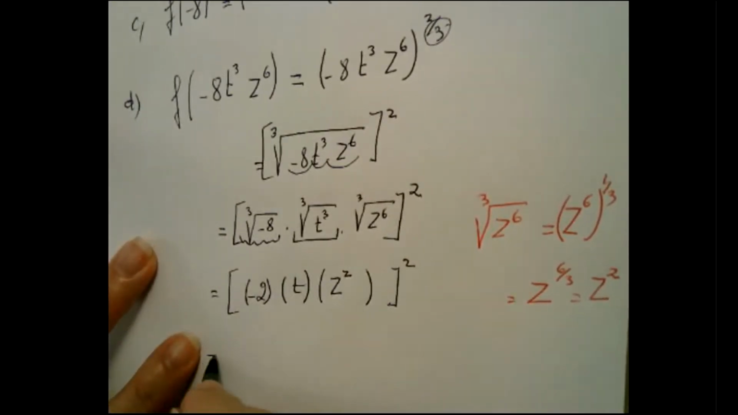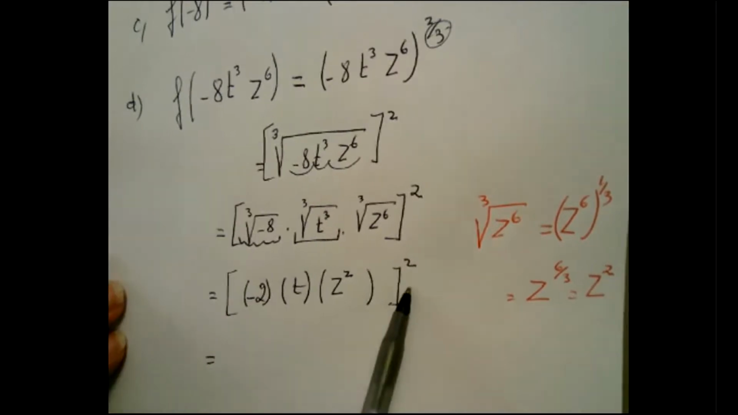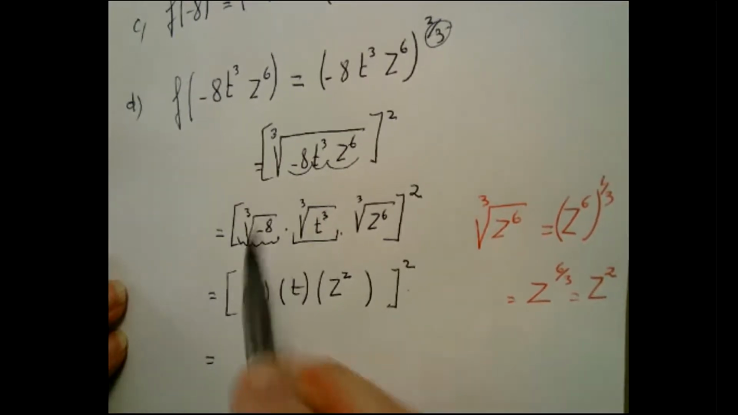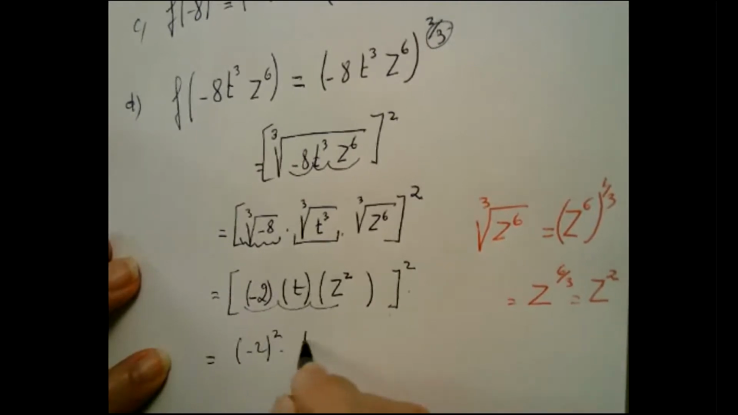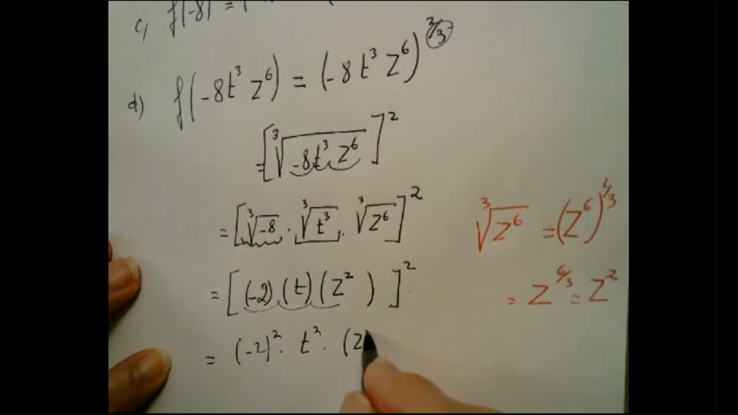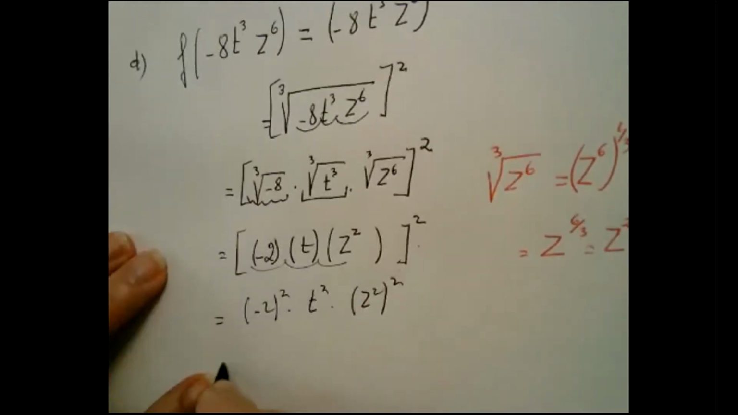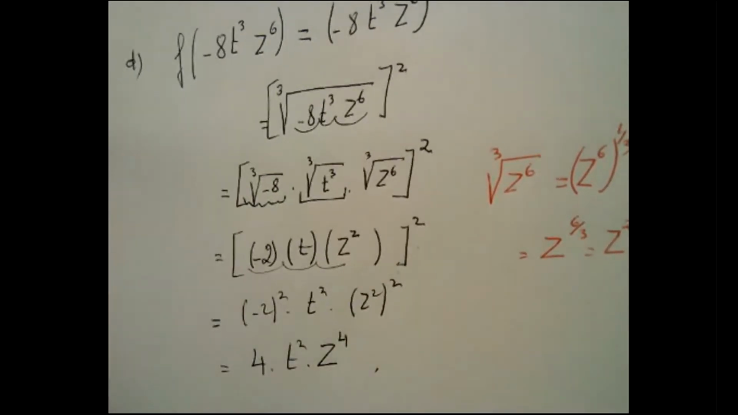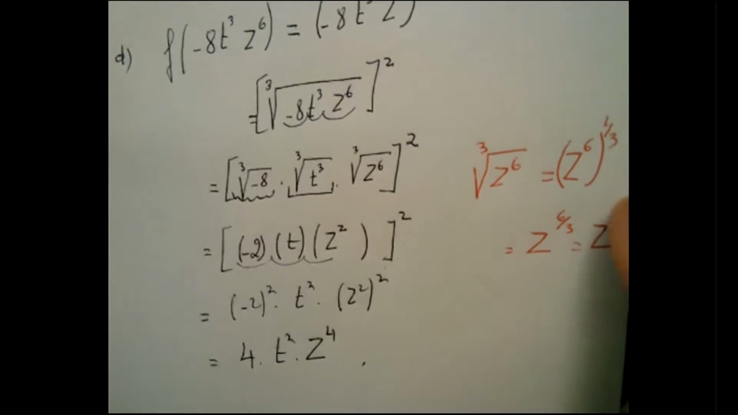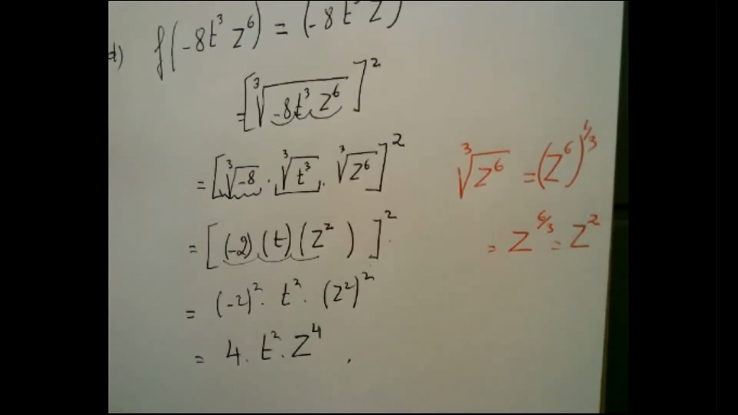Now I'm at to the power 2. Now be very careful. The power 2 means each term to the power 2 because we are multiplying. So this is minus 2 squared times t squared times z squared squared. So finally, I will get 4 t squared z to the 4. So the term is quite simplified. Please ask questions if you don't understand before I move on. Don't let me move faster than you.